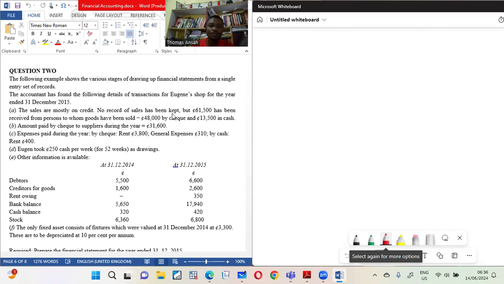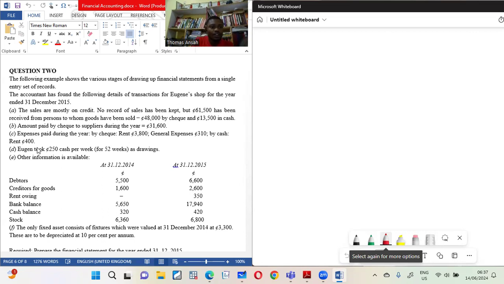No records of sales have been kept, but 61,000 has been received from persons to whom goods have been sold, 48,000 of which is cash and check, among that 13,500 is cash. And B, the amount paid by check to suppliers during the year was 31,600. The expenses paid during the year by check: rent is 3,800, general expense 310. Then also by cash, we also have rent.